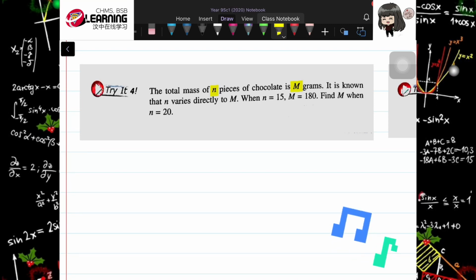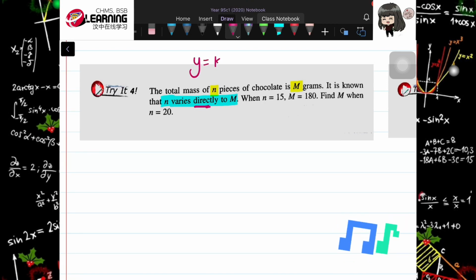So it is known that n varies directly with m. This one is important, it's an important one: varies directly. It says that it's a direct variation. As I said just now, when we say it's a direct variation, it must be y equals kx.